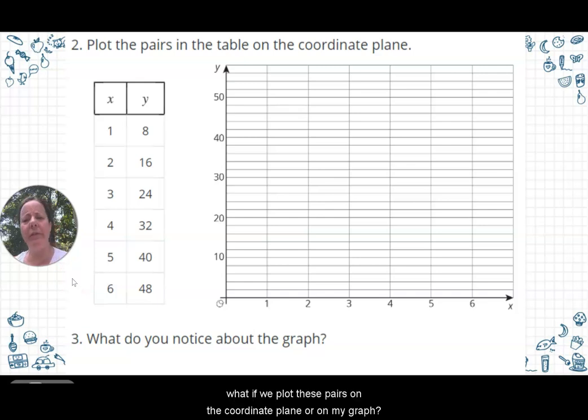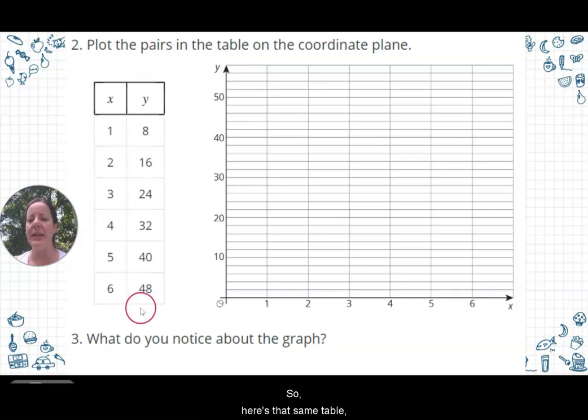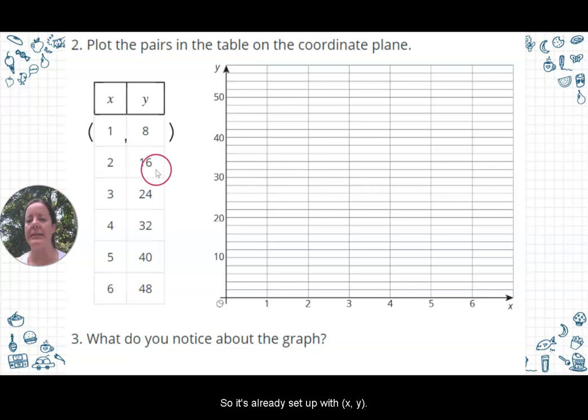So now, what if we plot these pairs on the coordinate plane or on my graph? So here's that same table, and then we have a graph here. So we're going to plot these as points. And we can just put parentheses around them to make it look like a coordinate. So it's already set up with X, comma, Y. In this case, 1, 8.